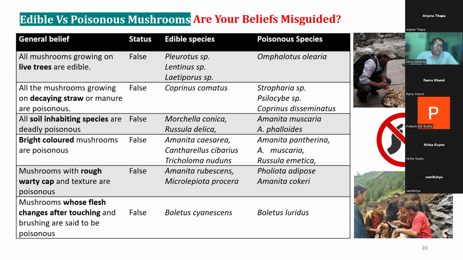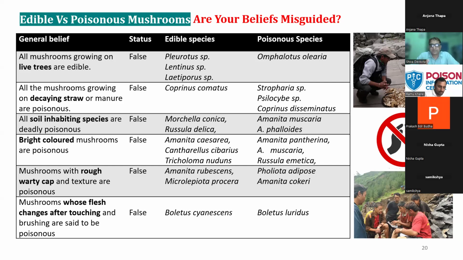And some people believe that mushrooms growing on straw or manure are poisonous, but that is not true in all cases. Some believe that soil-inhabiting species are deadly poisonous, but that's not the case. Some believe that brightly colored mushrooms are poisonous, but that's not the case. Mushrooms with rough, warty caps and texture are said to be poisonous, and mushrooms whose flesh changes after touching and bruising are said to be poisonous, and that's not the case either.